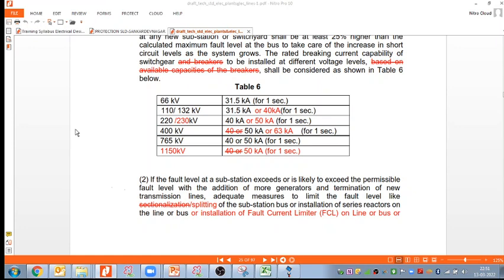Sir, I think for this type of calculation we also go for the fault MVA. I mean, we calculate from the percentage impedance. We find out the short circuit current with the impedance of the generator. Is it not?